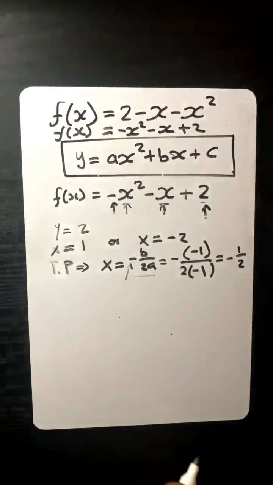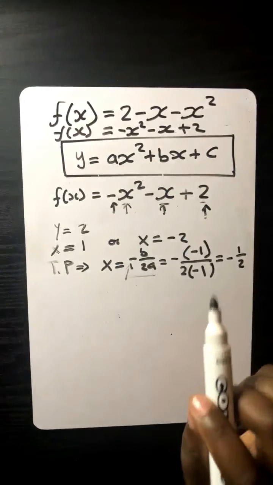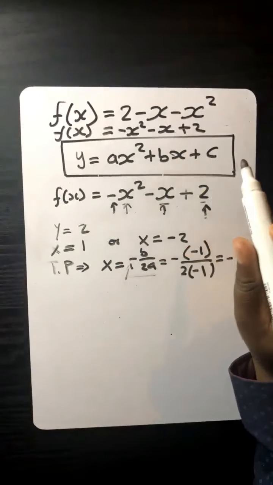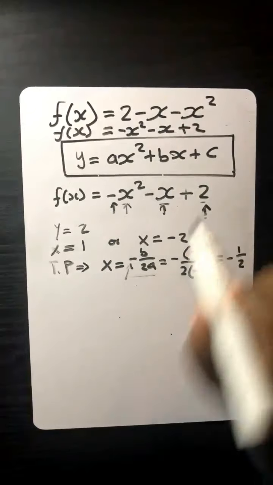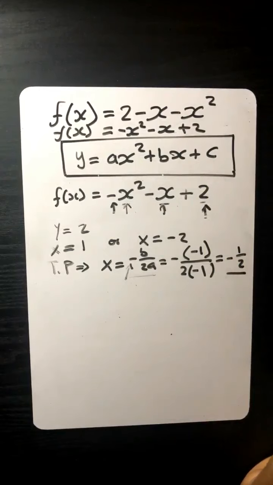Just make sure to do it again. In case you still get a positive, then we'll see how to proceed. But I assume now we are all on the same page. So remember, this is the x value of the turning point.